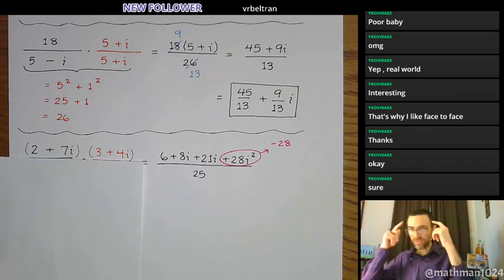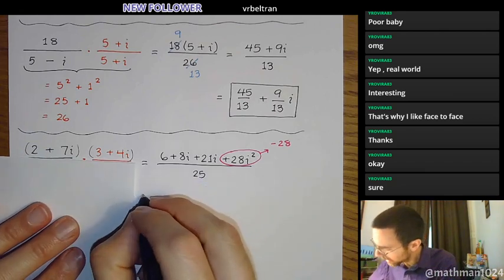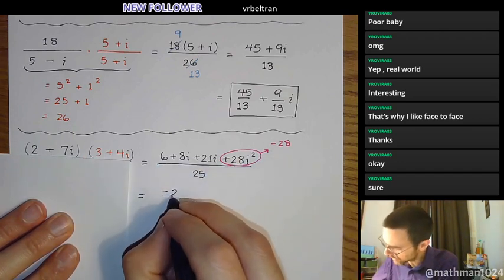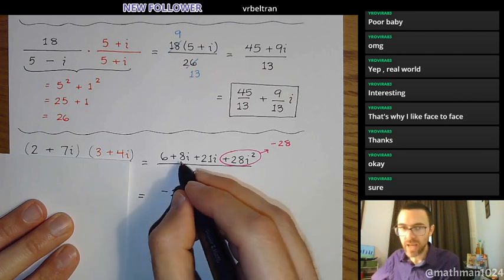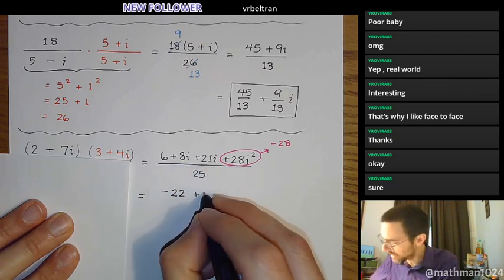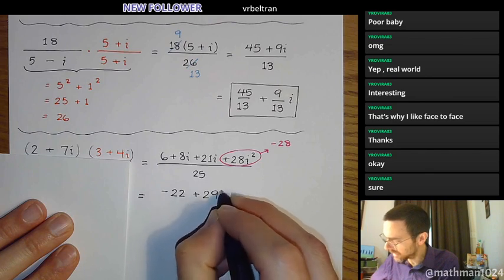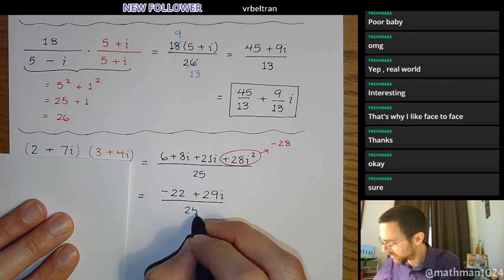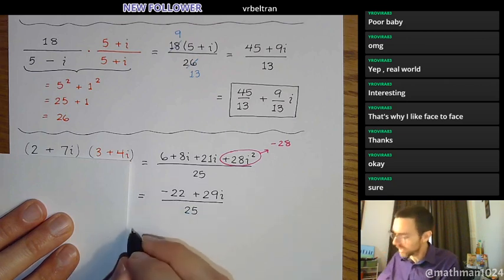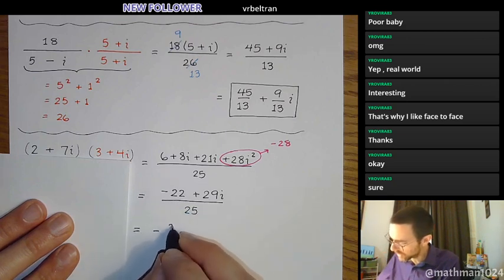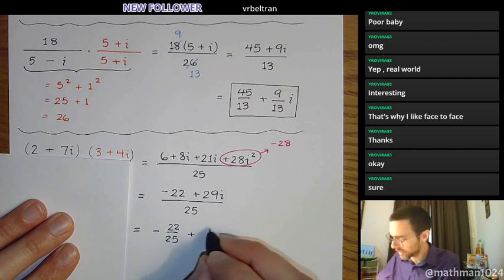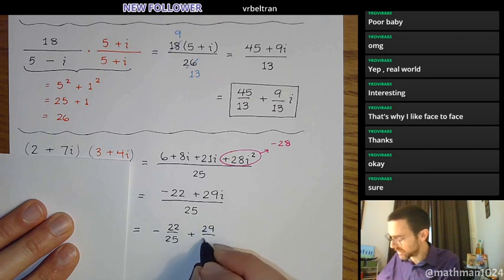Okay, so still, just focus on that numerator, and let's see what we have. 6 and negative 28 is negative 22. 8i plus 21i is a positive 29i. And this is all divided by 25. And so now we finish separating things. So negative 22 over 25 plus 29 over 25i.